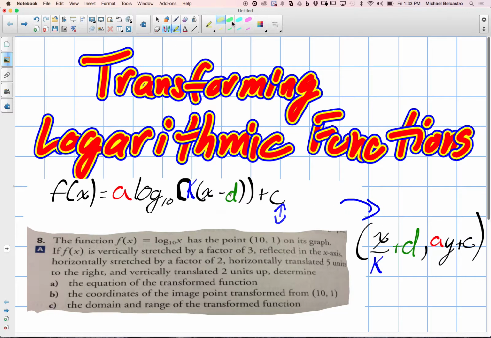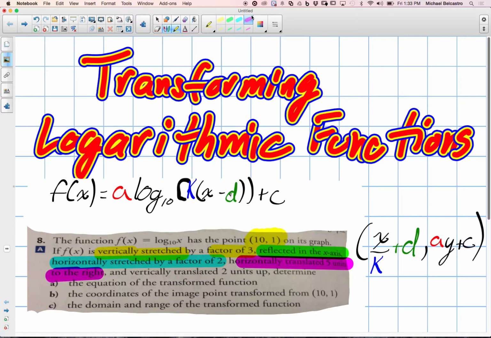So we'll read it quickly, and we'll try to highlight what's important. The function f at x is equal to log base 10 x has the point of 10, 1. Okay, so this point is probably something they're going to ask us about. If the function is vertically stretched by a factor of 3, okay, so let's put that together. Vertically stretched, factor of 3. Reflected on the x-axis. We'll try to do a different color for each one. Horizontally stretched by a factor of 2. And horizontally translated 5 units to the right. And I'm running out of colors here. Let's see, here's an orange. And vertically translated 2 units up.